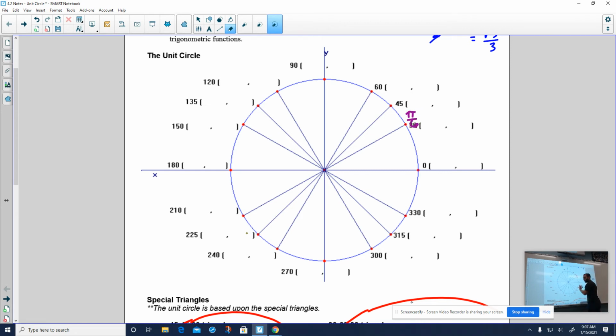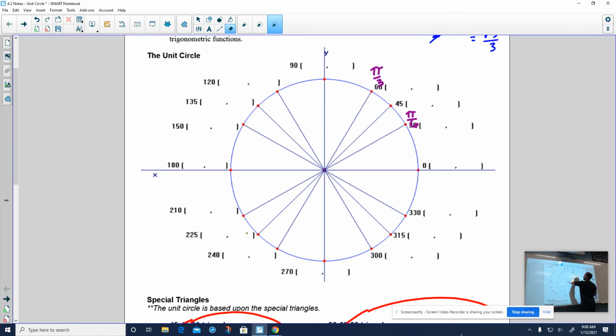Let's just run this across the whole unit circle. Let's just count by pi over 6s. So this is 1 pi over 6. 60 degrees would be 2 pi over 6, and then just simplify it in your head. 2 pi over 6, the 2 and the 6 would cancel down to pi over 3.